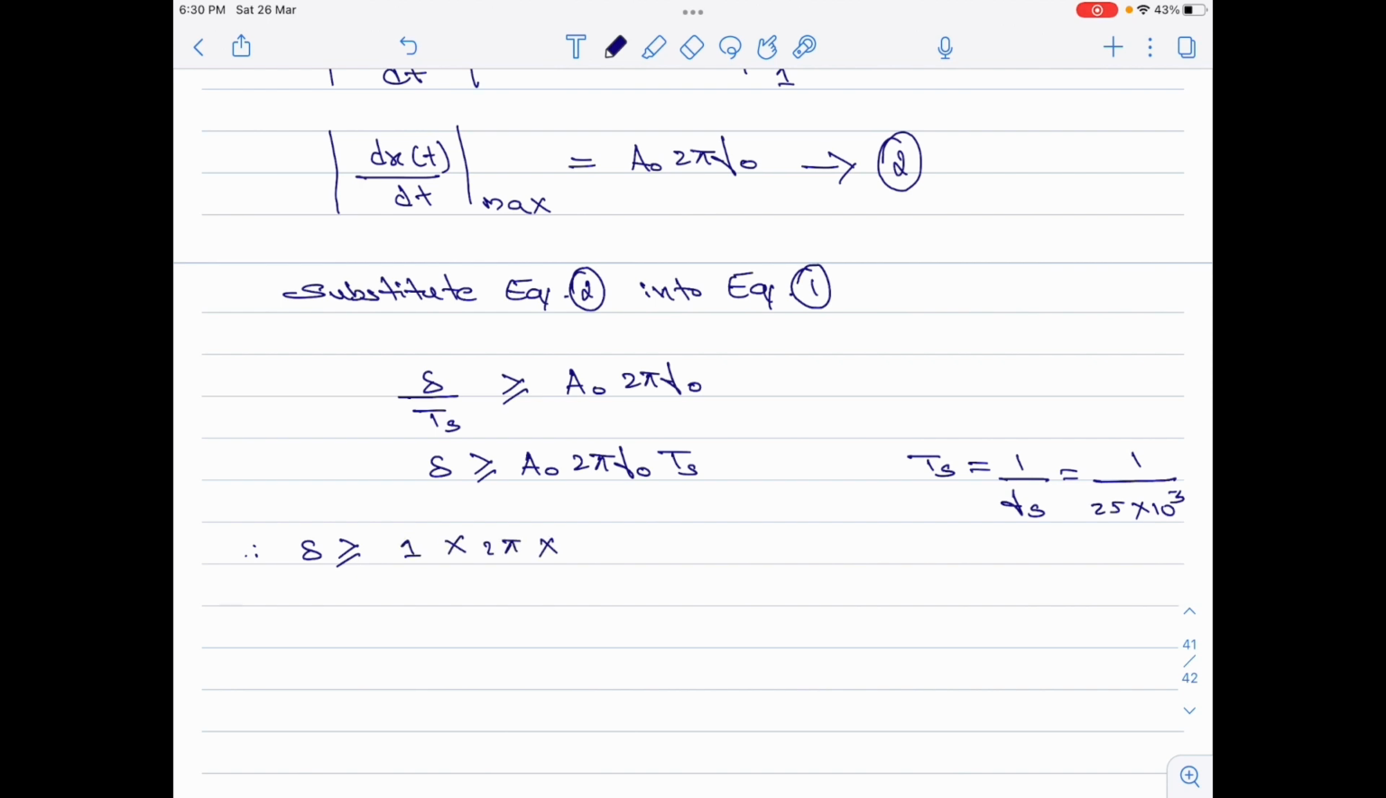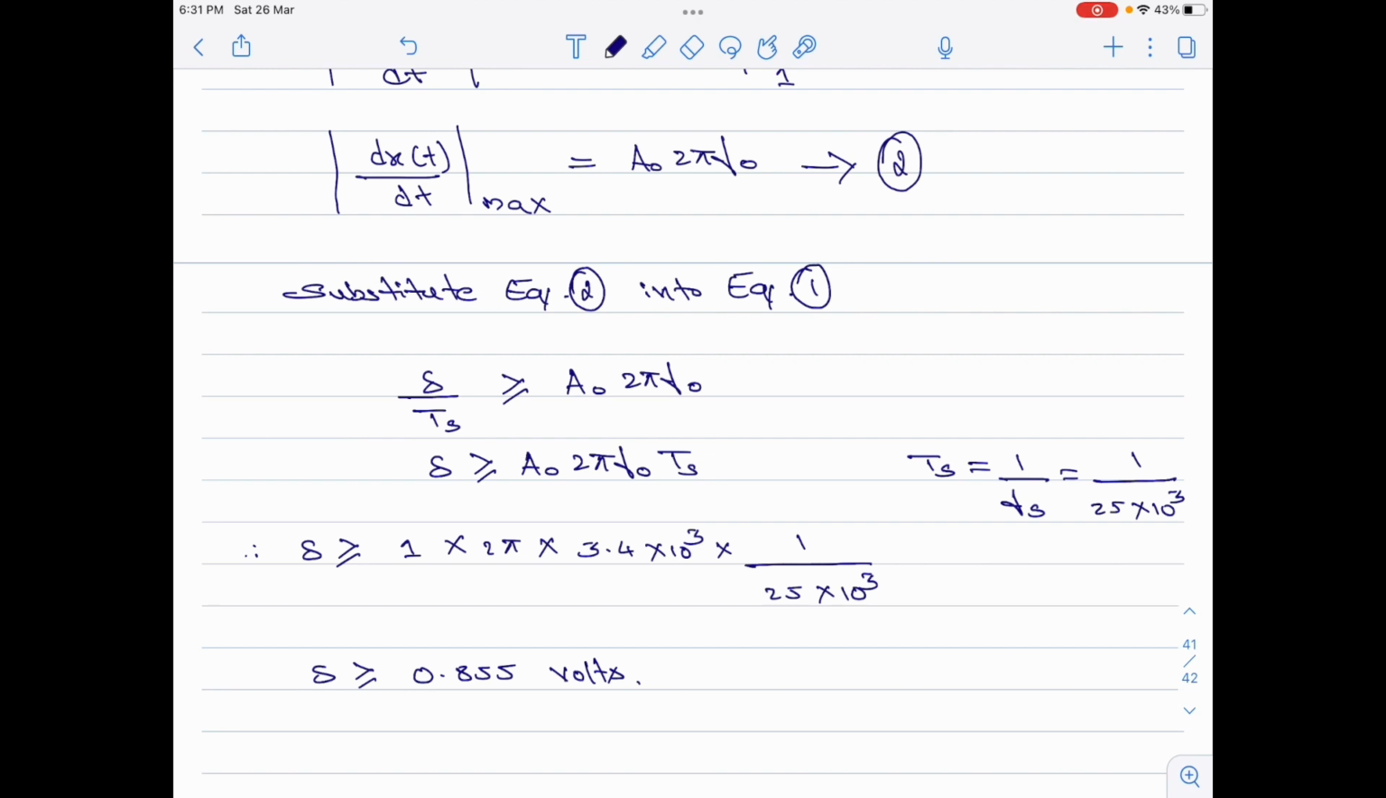by the value of F naught is 3.4 kilohertz. So, it will be 3.4 into 10 to the power of 3 multiplied by Ts, which is 1 divided by 25 into 10 to the power 3. Upon simplification, this will reduce to delta is greater than or equal to 0.855 volts. This is the appropriate value of the step size for the delta modulator.